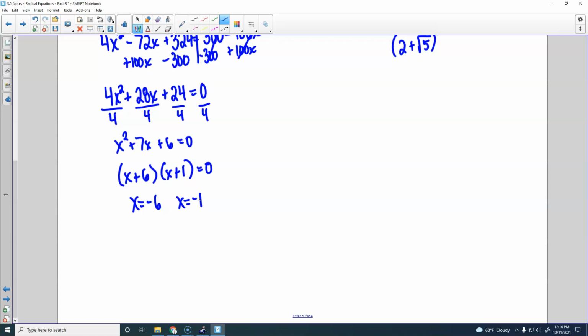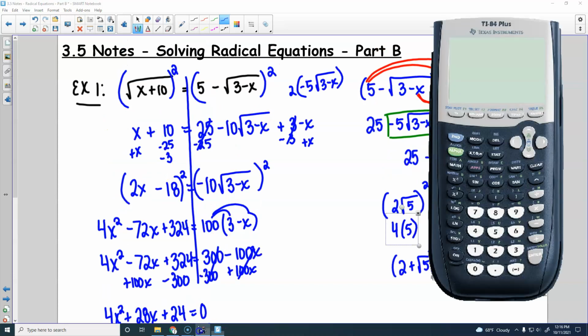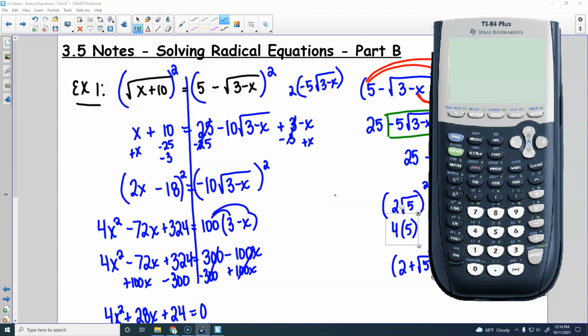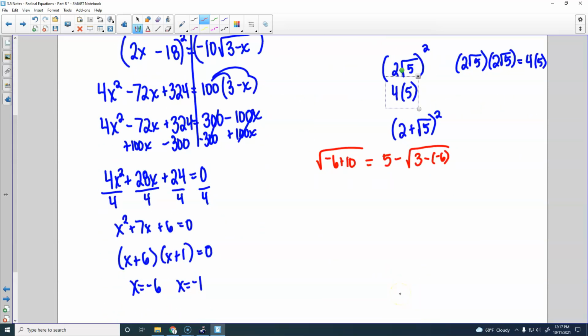But with these types of problems, you always have to check for extraneous solutions. So it's fine with me if you use your calculator on this. So first thing we're doing is plugging in negative 6. So we got the square root of negative 6 plus 10 needs to be equal to 5 minus the square root of 3 minus negative 6. Actually, this is pretty easy to do by hand. I think I'll do it by hand.